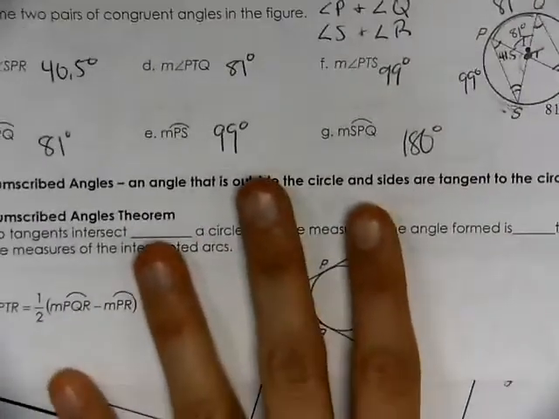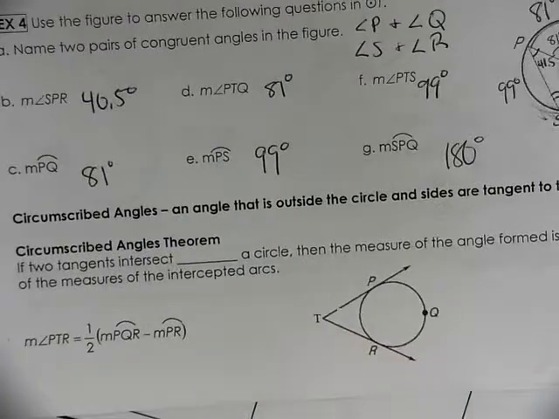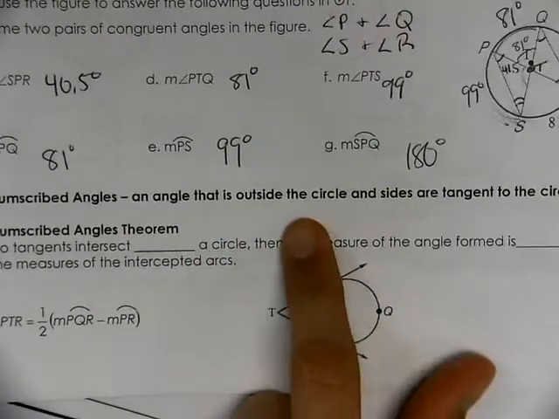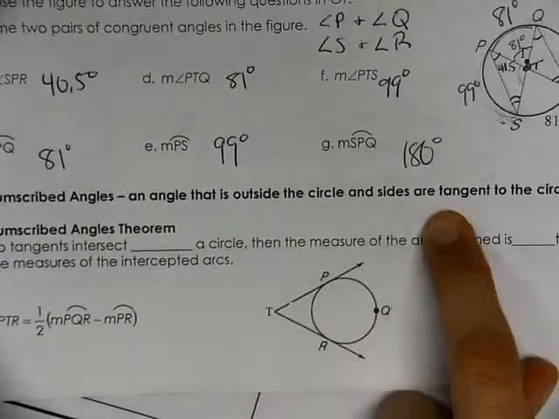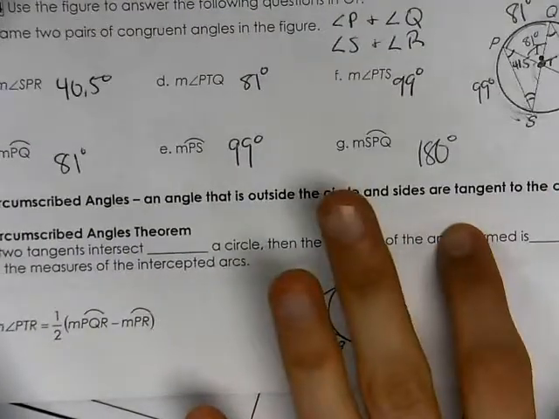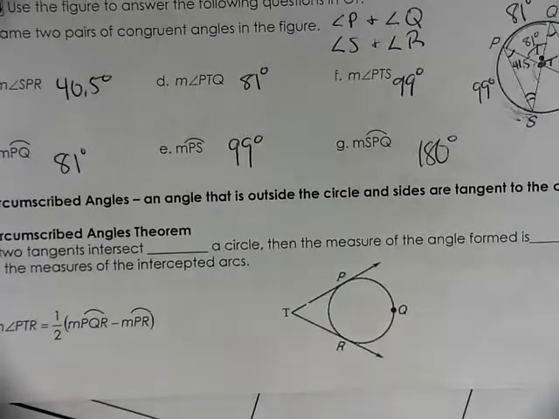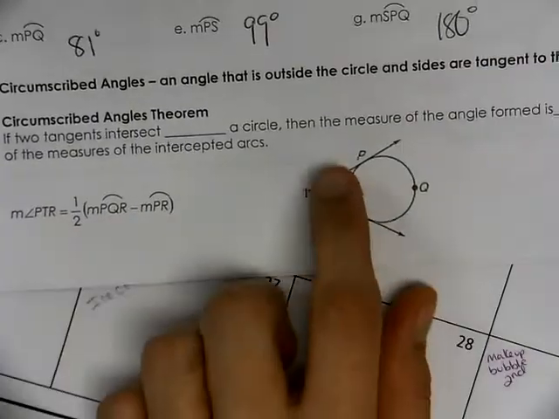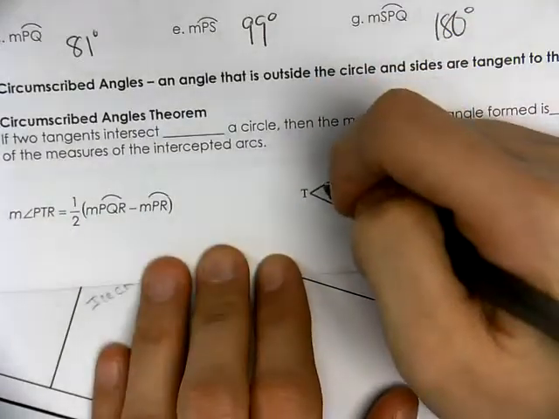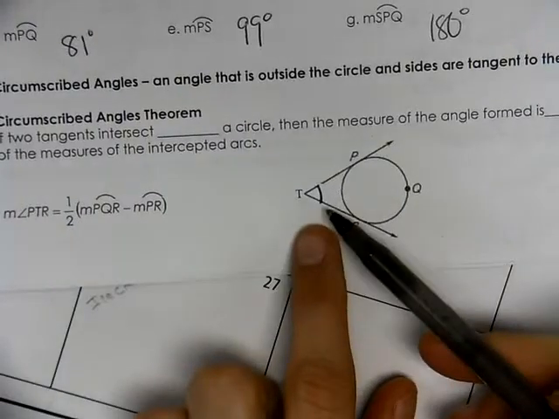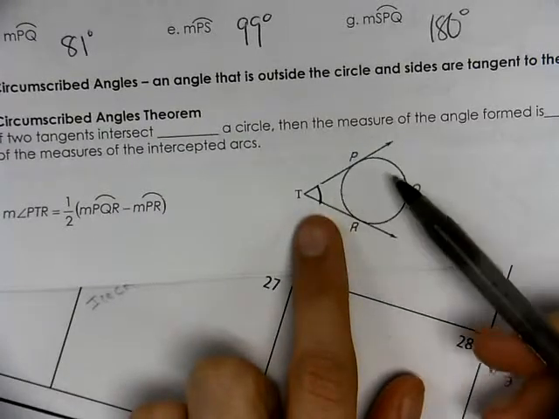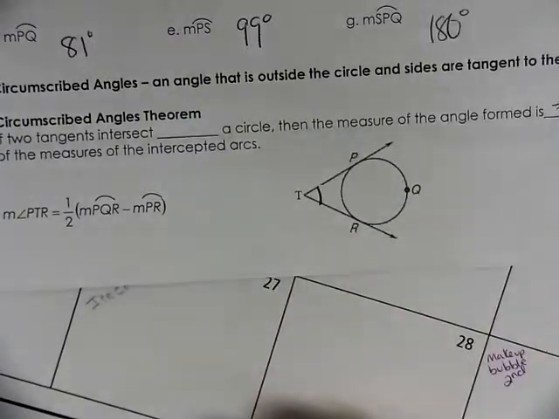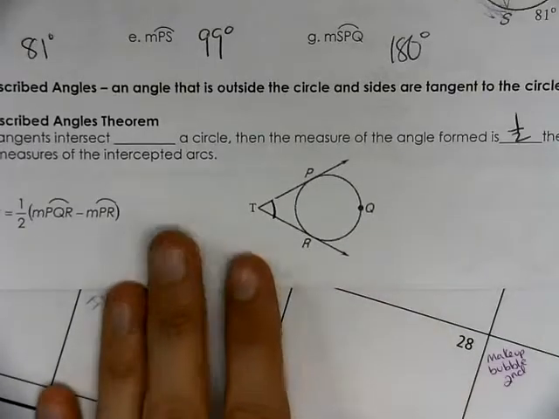Okay, the last kind of angle is called a circumscribed angle. A circumscribed angle is an angle that is outside the circle and the sides are tangent to the circle. Remember, tangent means it's only going to hit it at one spot. So this one's the hardest kind. The angle is basically outside the circle, angle T. The measure of this angle formed is half the difference between the two intercepting arcs.